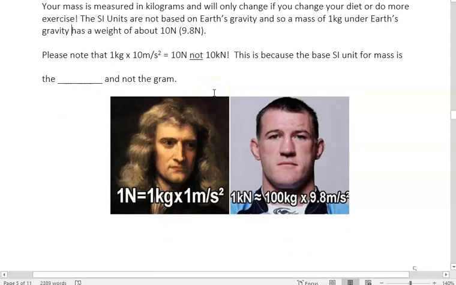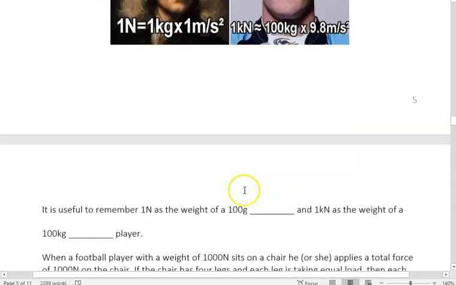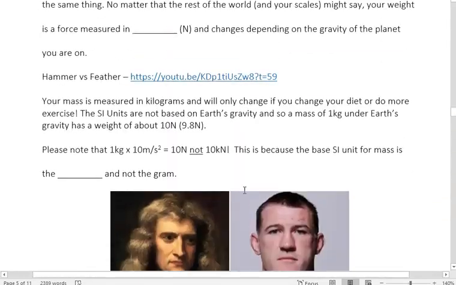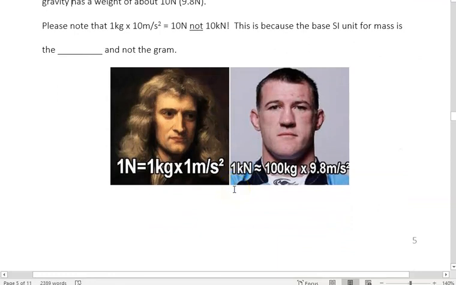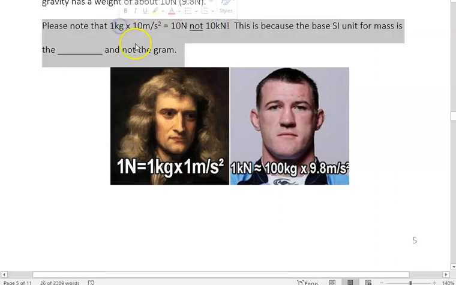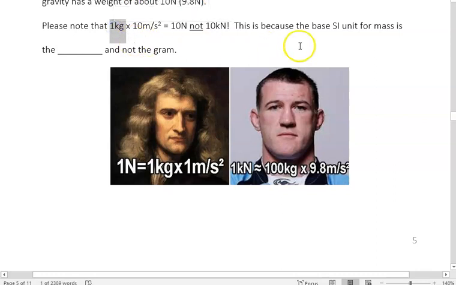In engineering, you're allowed to use 10, right? But in physics, you have to use 9.8. So if you do both, use 9.8. But if you're a lazy engineer, you can get away with 10. Please note that 1 kilogram times 10 meters per second squared is 10 newtons, not 10 kilonewtons. That K disappears. Why? Because the SI unit for mass is the kilogram, not the gram.